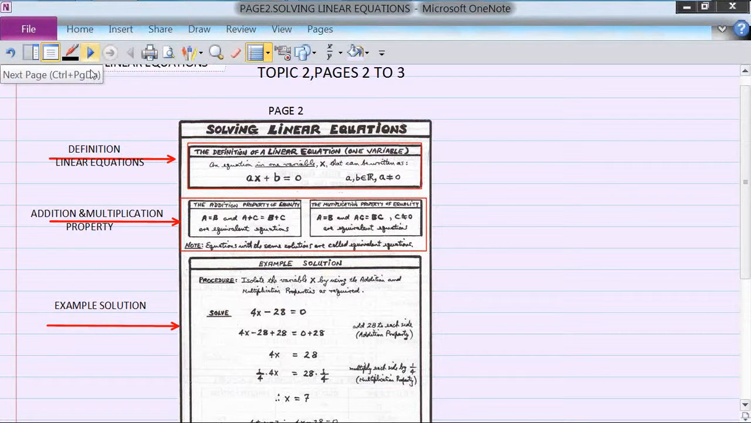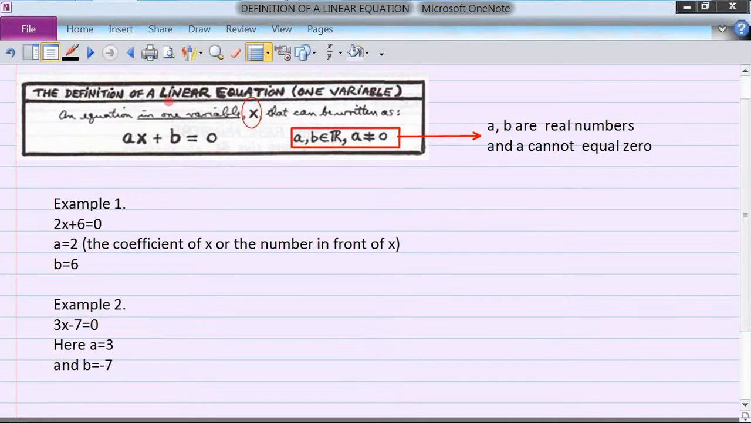We're going to start, as I said, on page 2. We're breaking this down into 3 parts. So first of all, we're going to look at the definition of a linear equation. This is an equation in one variable. Sometimes we call that an unknown. In this case, an equation in one variable where the variable is x, that we can write as ax plus b equals 0.